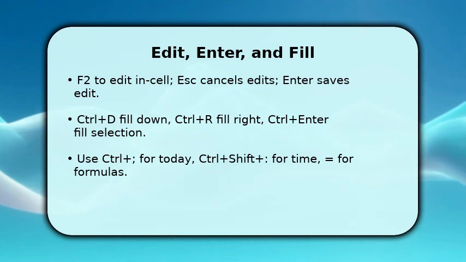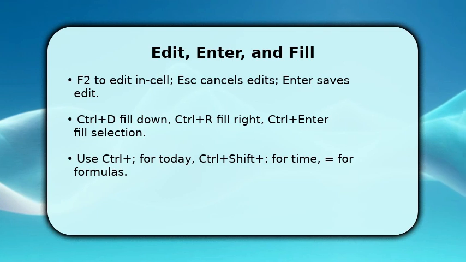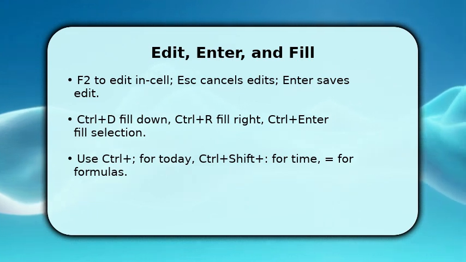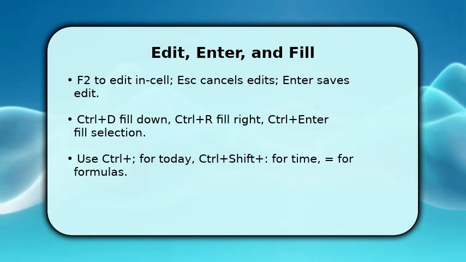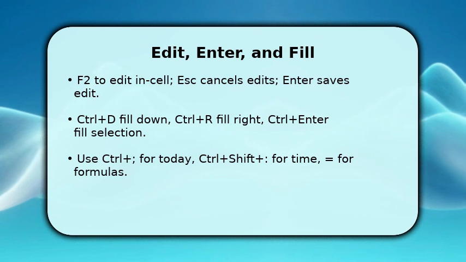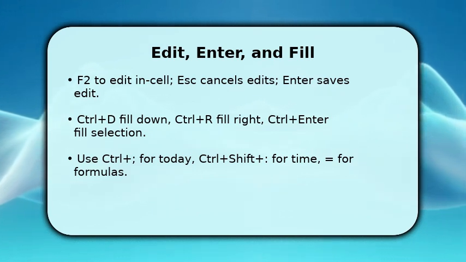Use Ctrl plus D and Ctrl plus R to copy formulas down or right in a column or row. For quick entries, use Ctrl plus semicolon for today's date and type equals to start formulas. This keeps data consistent and fast.